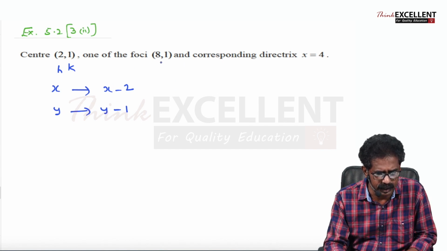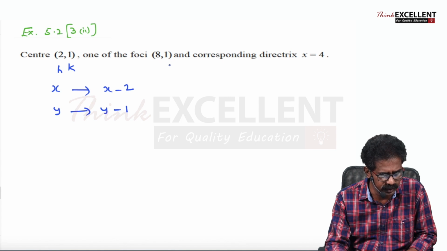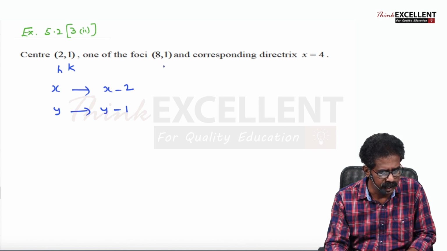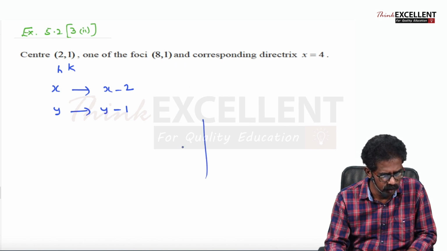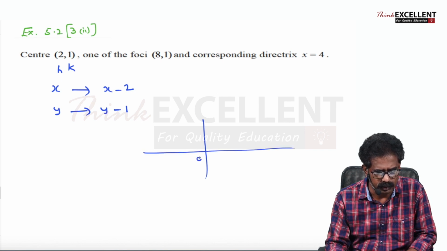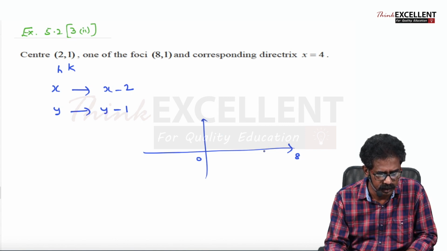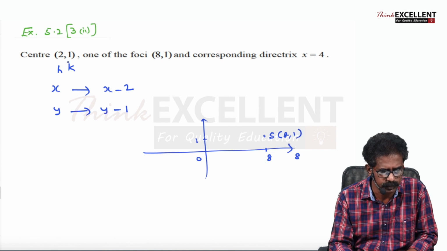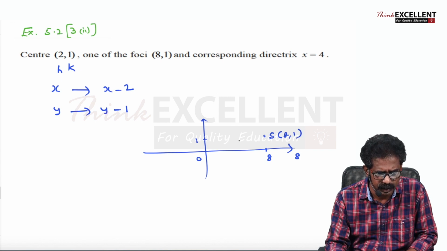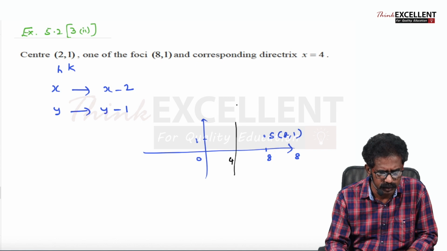One focus is 8, 1. And the corresponding directrix is x equal to 4. So listen, one focus is 8, 1. Let me draw a rough diagram, then only you can understand which type it is, right? 8 is here and here I am taking 1. So this is one focus, 8, 1. And the corresponding directrix x equal to 4. So here 4. This line is x equal to 4.